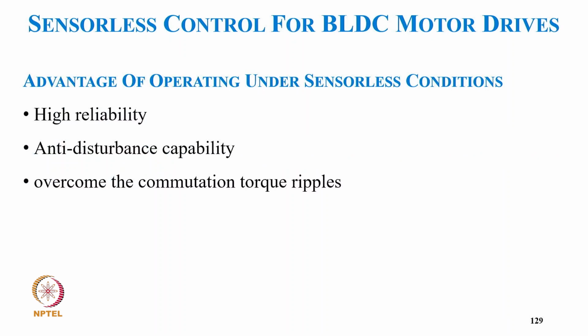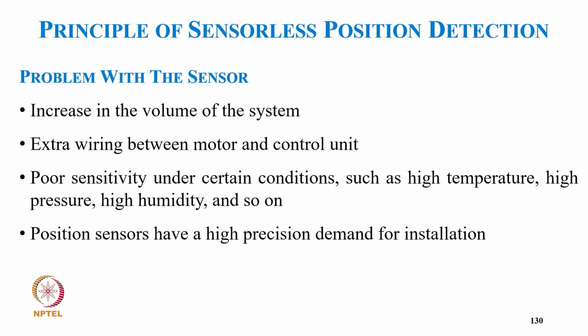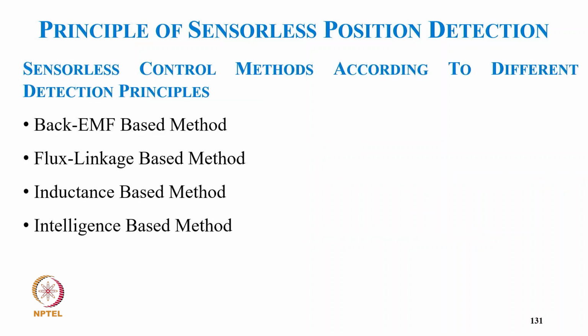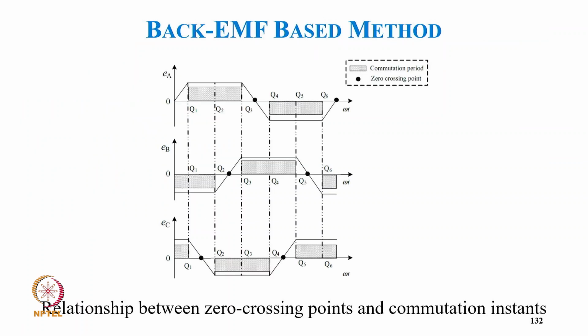The advantages of operating under sensorless control are high reliability, anti-disturbance capability, and overcoming the commutation torque ripple. The problem with the sensors is the increase in the volume of the system, extra wiring between the motor and control unit, and sensitivity under certain conditions such as high temperature, high pressure, high humidity, and so on. Position sensors also have high precision demands for installation. Typically, according to different detection schemes, you can get sensorless control by the back EMF method, flux linkage based method, inductance based method, and intelligent based method.